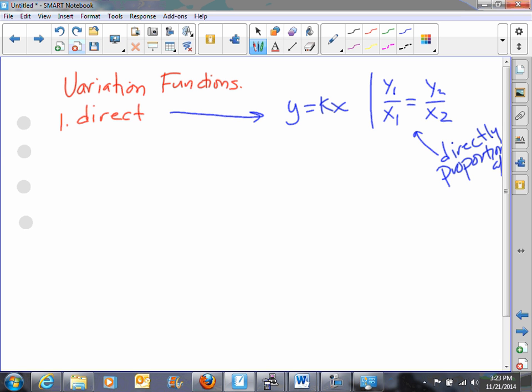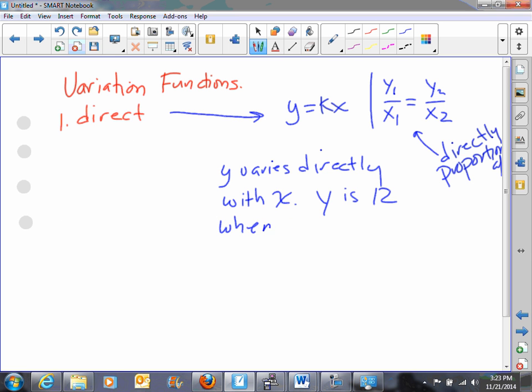Now, let's look at an example. We could say that y varies directly with x. y is 12 when x is 7. What is y when x is 28?